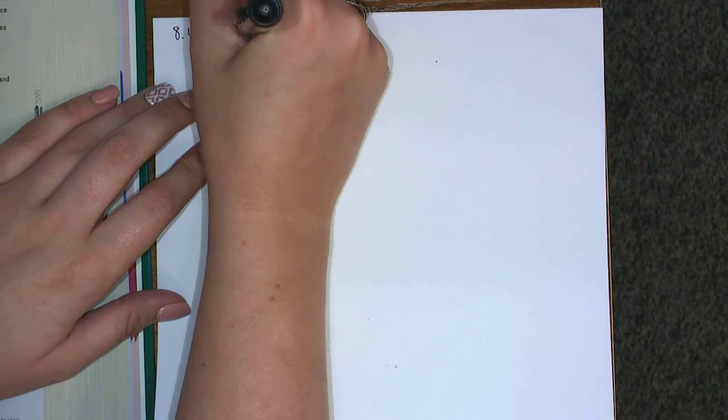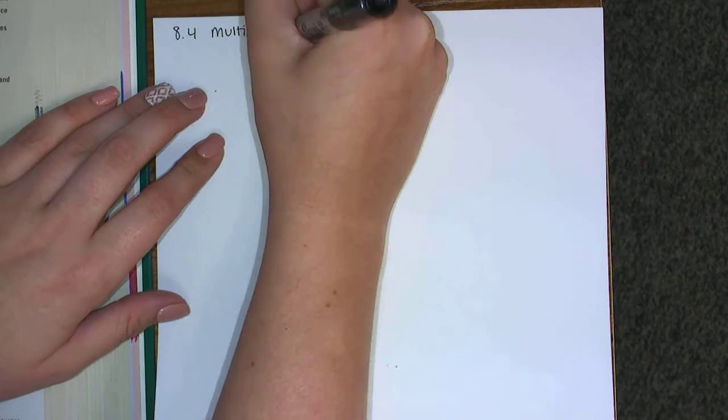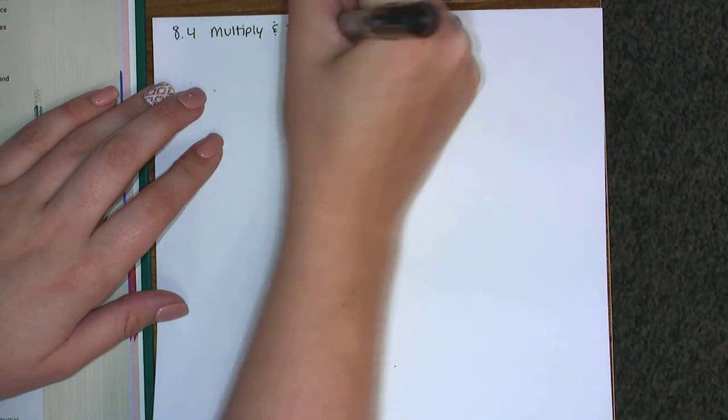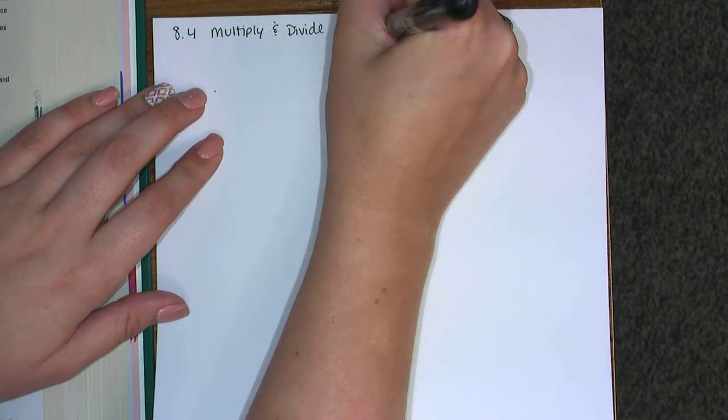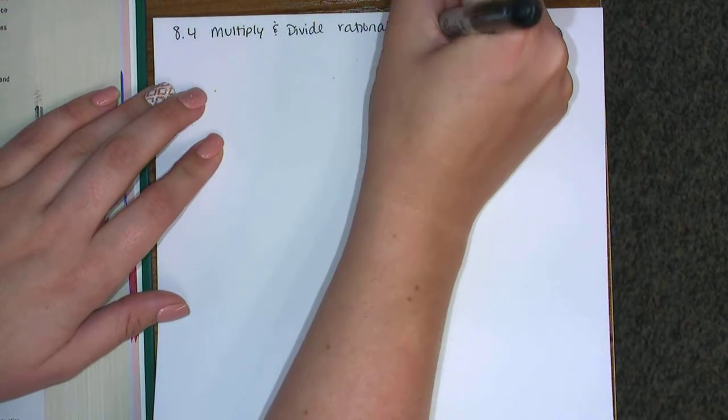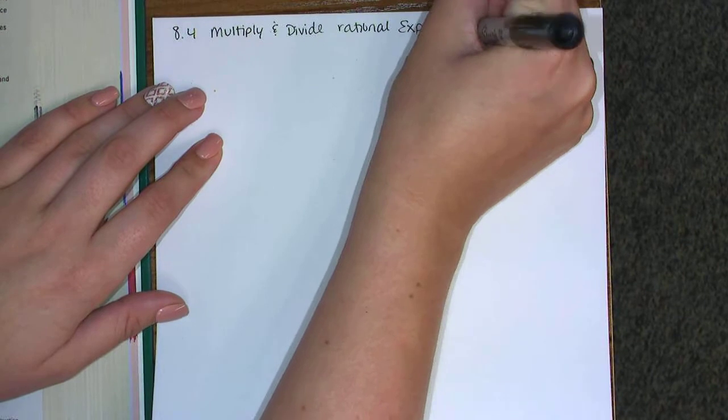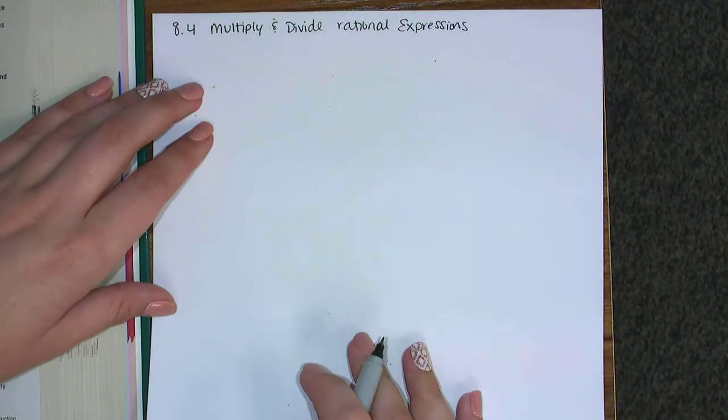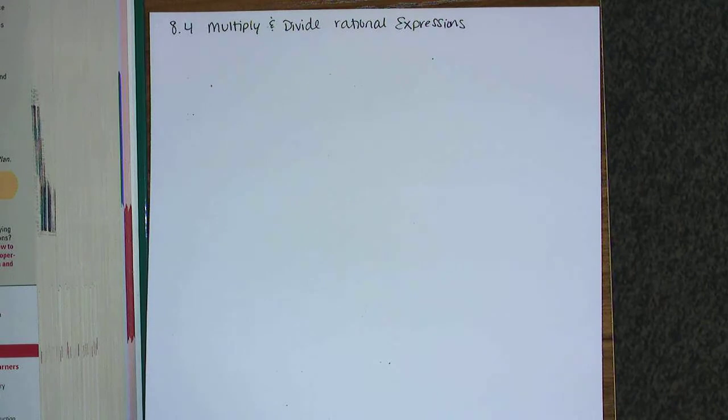So, 8.4, multiply and divide rational expressions. So this is going to be a whole lot of just canceling stuff to an extent. So simplifying rational expressions.